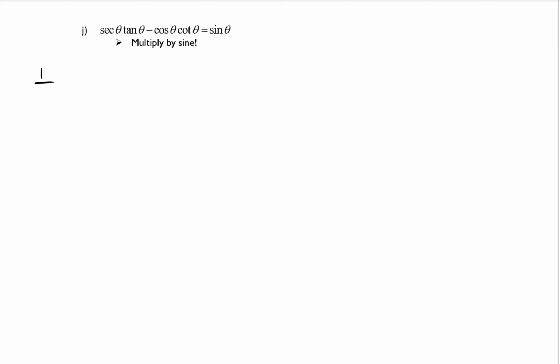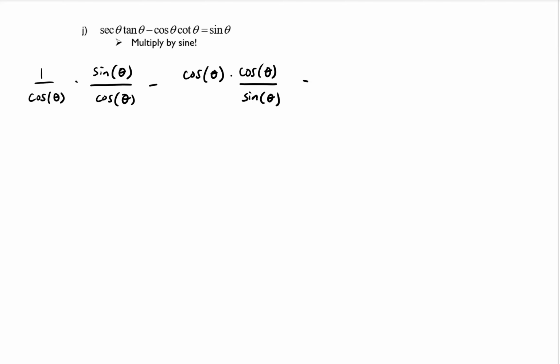So I'm going to rewrite secant as 1 over cosine of theta, and I'm going to rewrite tangent as sine of theta over cosine of theta, minus cosine of theta times cosine of theta over sine of theta is equal to sine of theta.